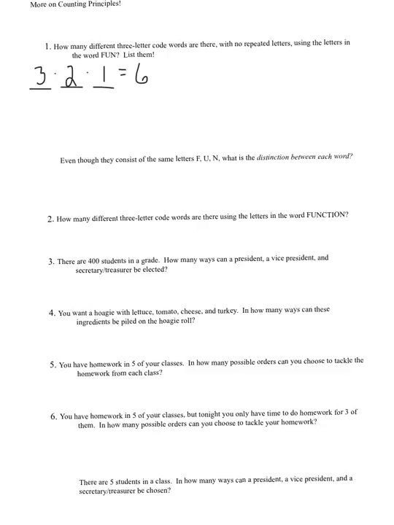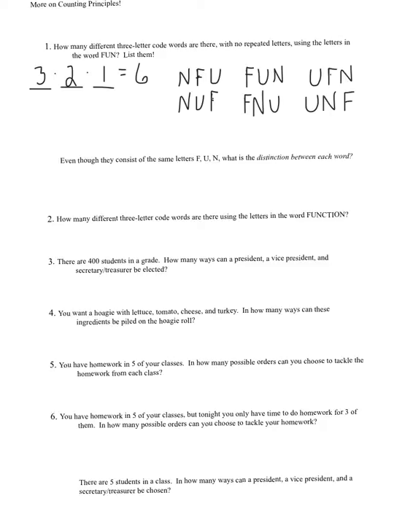Let's see, a choice of 3 letters. If I picked N first, well then I have 2 more choices for the next one, so I could have NF, or I could have NU. And then the third letter just kind of follows. This would have to be a U, this would have to be an F, so NFU, NUF. If I picked F as my first letter, well then I have 2 choices for the next. I could have FUN or FNU, and then I have to have a U, so FUN, FNU. And then I also could pick a U for my first letter, in which case I'd have UFN or UNF. And there are my 6 choices.